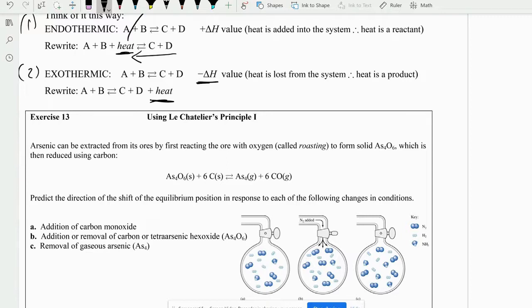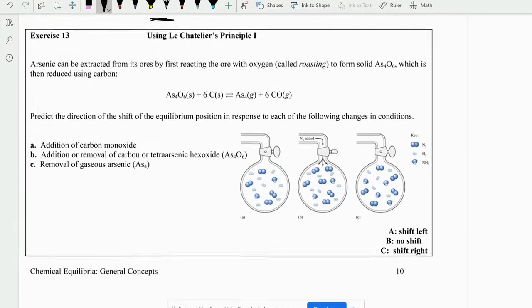Okay, so we just went over the primary factors in Le Chatelier's principle. Stop, rewind, hear all of that again. Hear it twice and three times. It's that important. You need to know this stuff, okay? Let's go ahead and jump right into exercise 13.